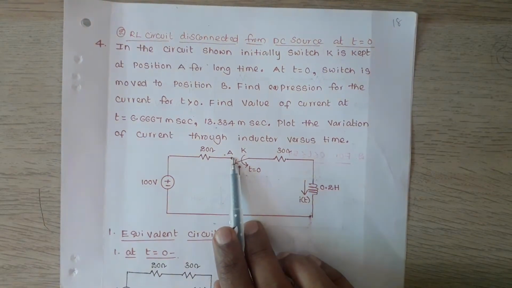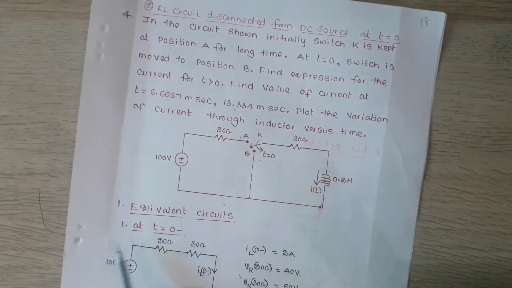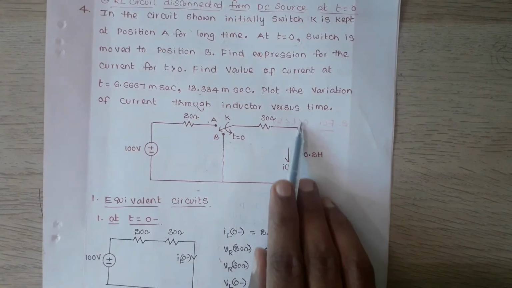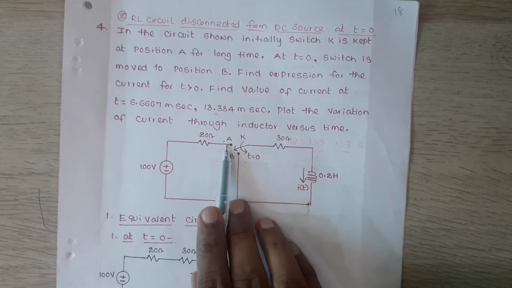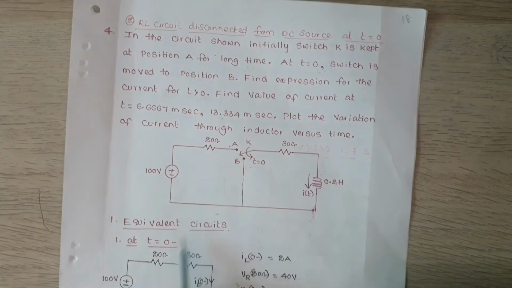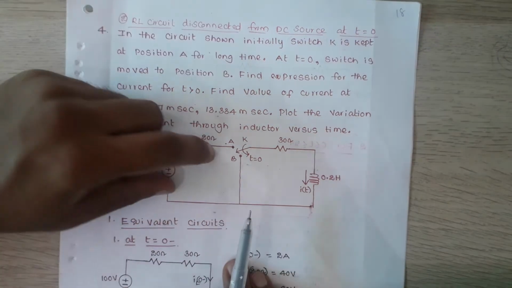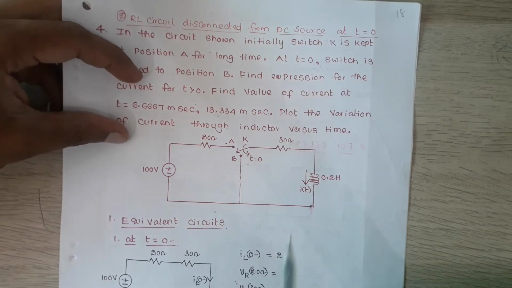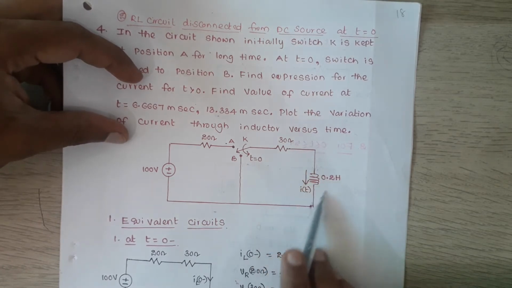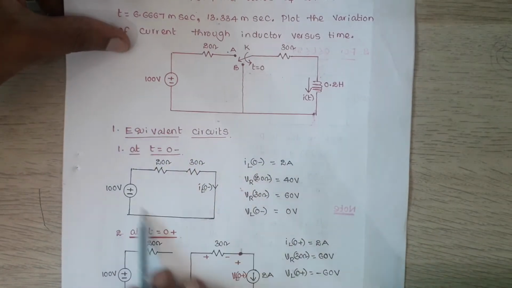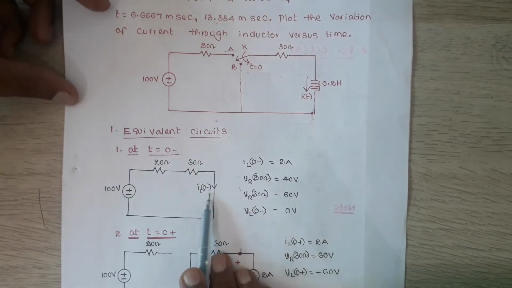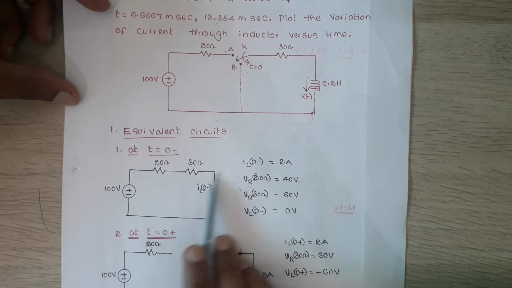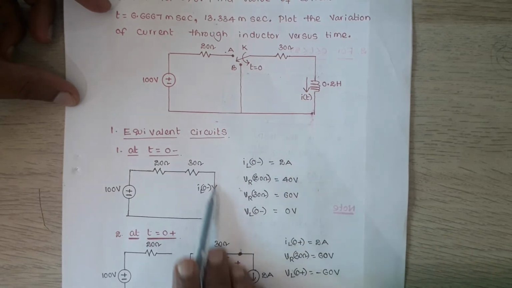So this is connected to A, with 100 volts, 20 ohms, 30 ohms, and the inductor. Because the circuit is at steady state at t equal to 0 minus, the inductor at steady state is a short circuit. So this is the equivalent circuit at t equal to 0 minus: 100 volts, 20 ohms, 30 ohms, and the inductor short circuited.